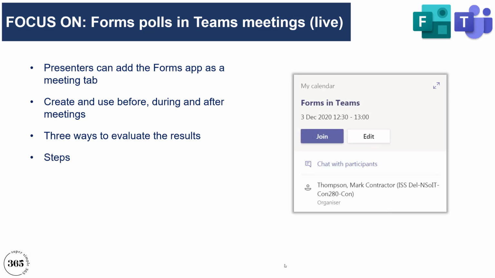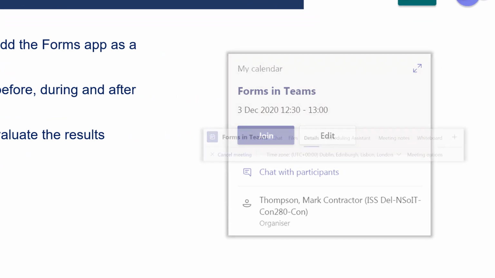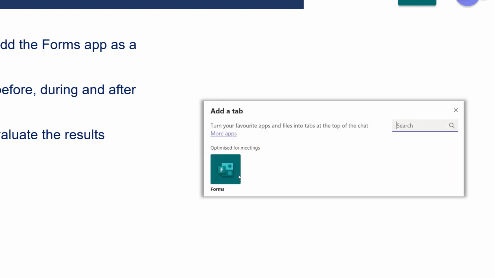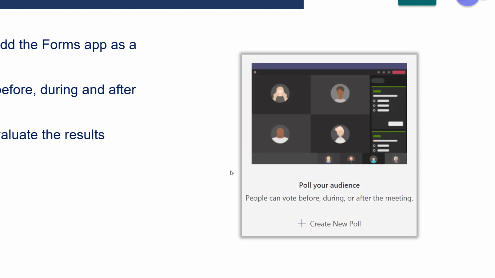Now let's have a look at this. We're going to start off by joining our meeting, and you can see at the top up here, we are going to click the little plus sign. We're going to add a new tab, and we're going to search for Forms. Okay, that gets added then. And now we can create our first poll.